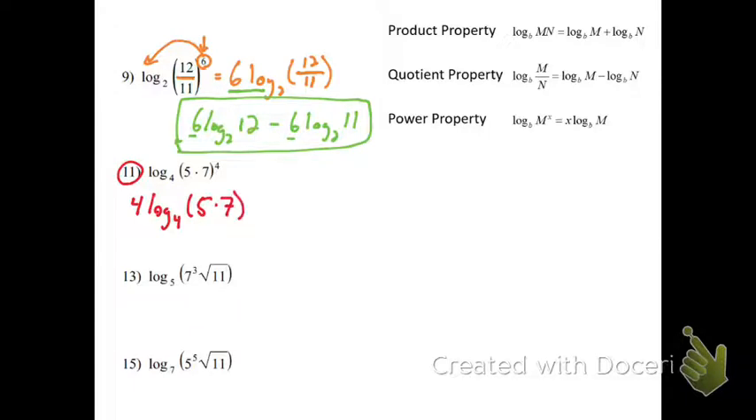Now, since it's being multiplied in there, ladies and gentlemen, you know what we have to do. We have to change that into addition. But since the 4 is out front, just like the 6 was, we have to have a 4 out front of this log and a 4 out front of that log as well when we expand it. So it'll be 4 log base 4 of 5 plus 4 log base 4 of 7.